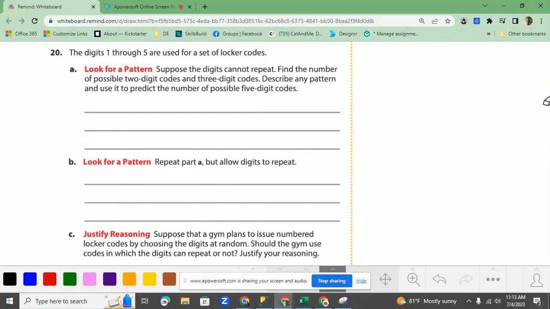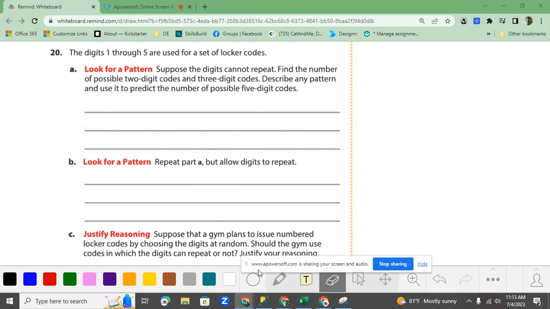This is your set of questions. So the digits 1 through 5 are used for a set of locker codes. So you have three combination questions here. Okay, so the first one, look for a pattern.